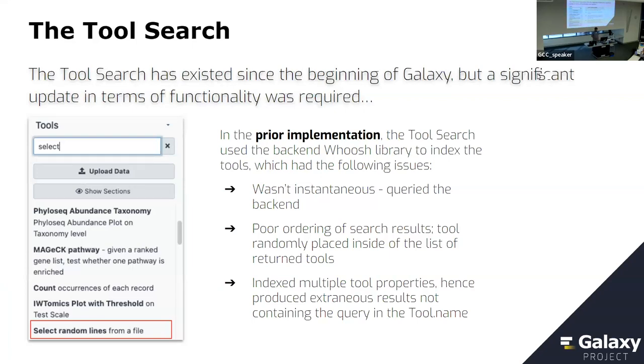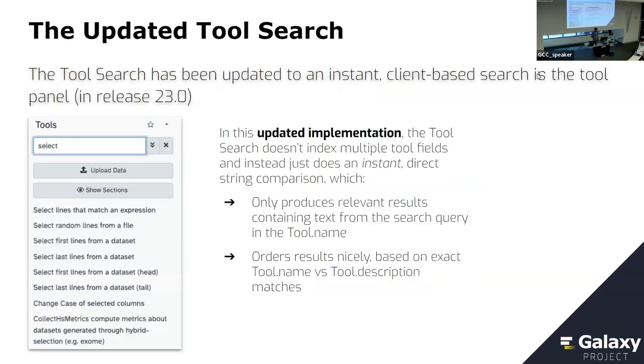In the prior backend implementation, we had a search that wasn't instantaneous, and it would still not produce properly ordered tools. You would search for a tool and it would show up way down in the list. And we also had results that did not match your query at all. We improved this to a straightforward direct string match.